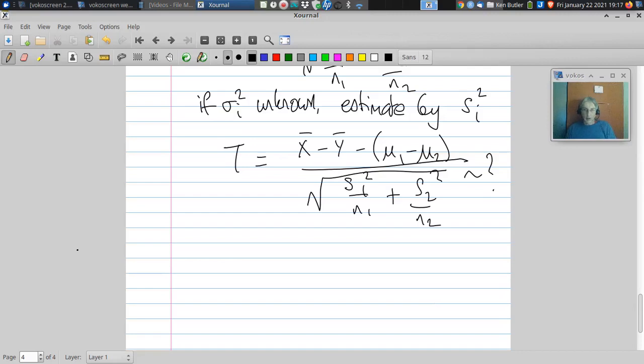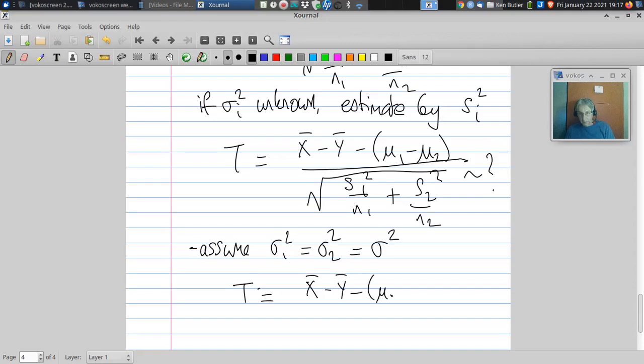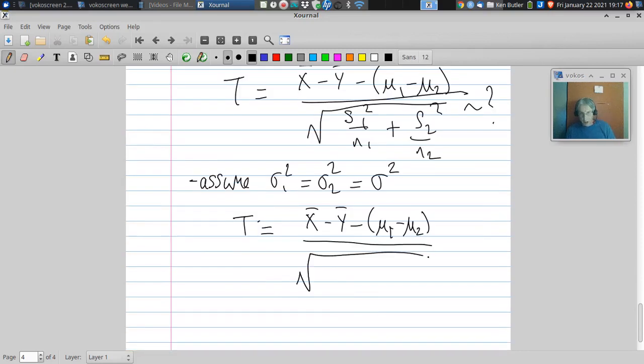So what we're going to do, in the hope of making some progress here, is we're going to assume that sigma 1 squared and sigma 2 squared are the same. Now, this may or may not be actually true, but we're going to make that assumption. We'll call that common variance sigma squared. And then what we've got is the same old expression on the top, and on the bottom a bigger square root than I had before.